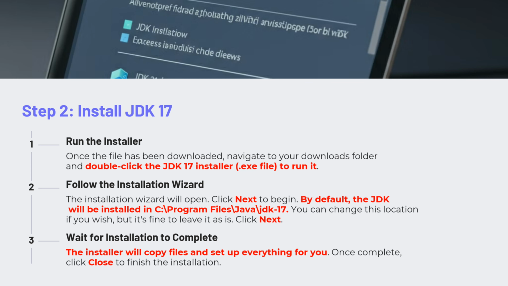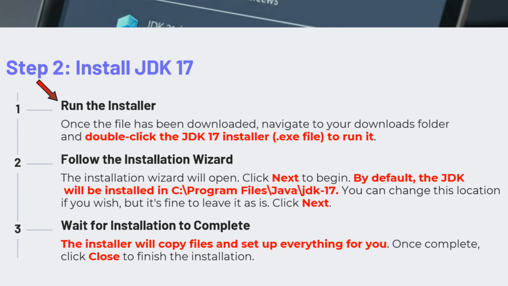Step 2 is install JDK 17. For that you have to run the installer. Double click the JDK 17 installer to run the installer. It will open the installation wizard. Click on next to begin. By default, JDK will be installed in C Program Files Java JDK 17. You can change this location if you wish, but it is fine to leave it as is. Then click on next. The installer will copy files and set up everything for you. Once complete, click close to finish the installation.